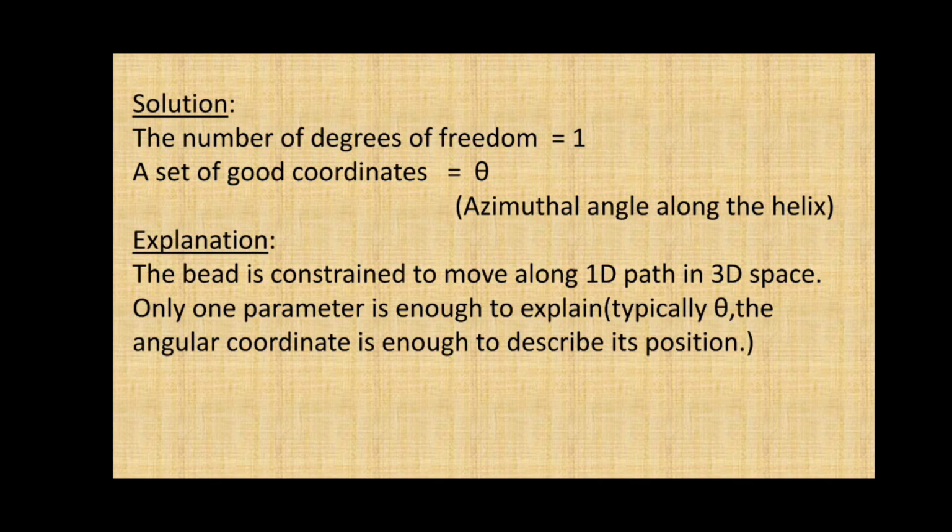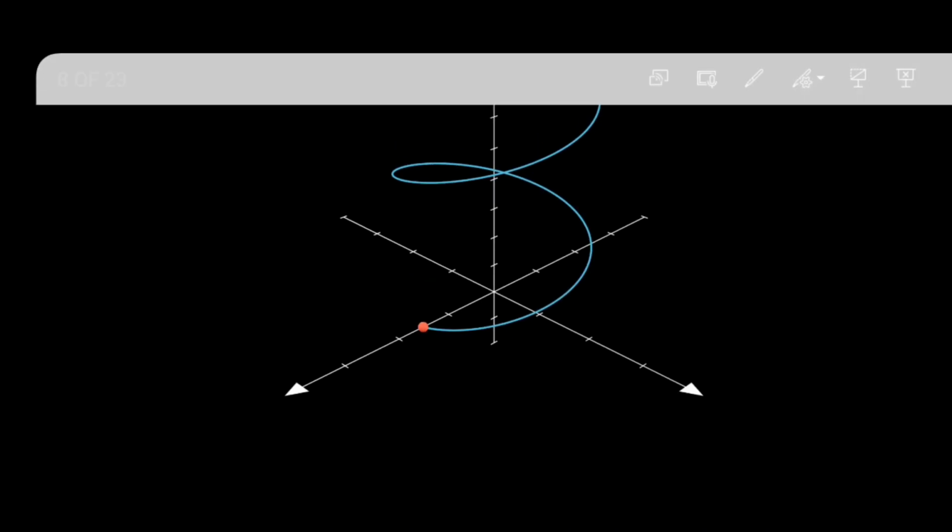So the number of degrees of freedom is 1, and a good coordinate is the angle theta. Now you may be astonished that the bead is constrained to move along a 1D path in 3D space. Actually, it isn't in 3D. I have 3 arrows here only to get my simulations in computer programming.